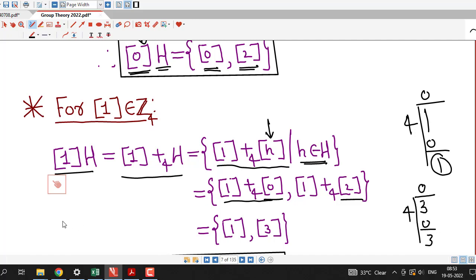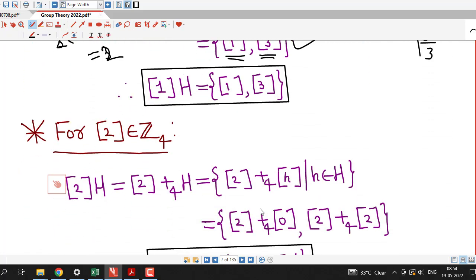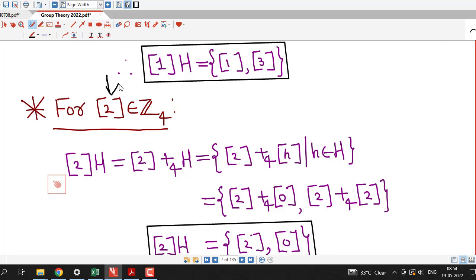In fact, if your number is less than 4, then it will have the same remainder. For example, if I want to find 3 modulo 4, because 3 is less than 4, I will directly write 3. Similarly, 2 modulo 4 is 2, and 1 modulo 4 is 1. So here the left coset of H determined by this element has two elements: the equivalence classes generated by 1 and 3. Similarly, we determine the left coset of H determined by the next element.